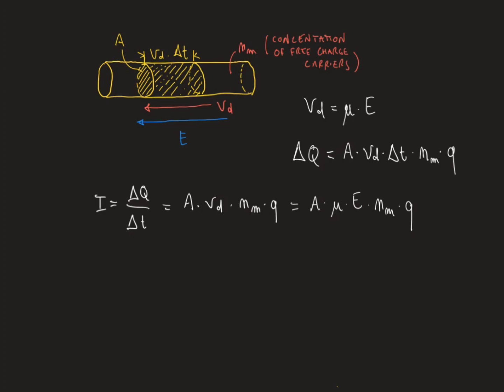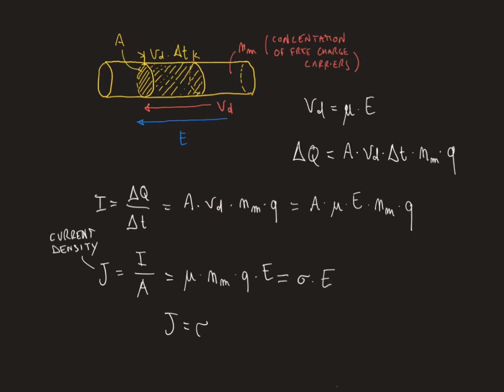Let us define now the current density J as the ratio of the current I and the section area A. Based on the expression we wrote above for the current, the current density, as we defined it, will be given by the mobility mu times the charge carrier density N sub m times the elementary charge Q times the electric field E. This same expression can be rewritten in a shorter form as sigma times the electric field E. Now, J equal to sigma E is nothing else than Ohm's law.